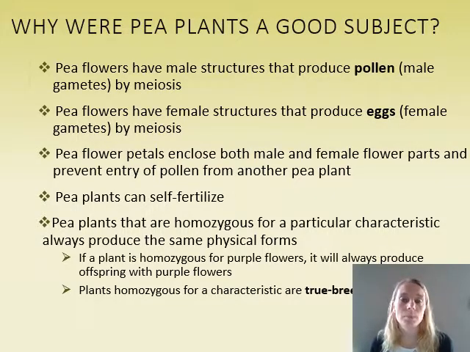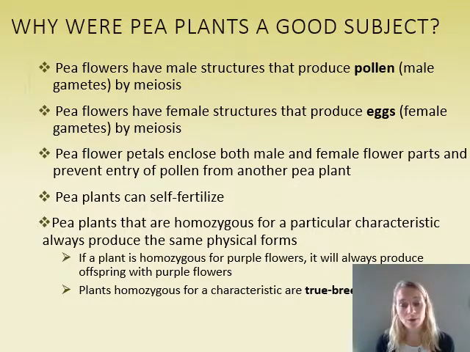So the flowers that are made by these pea plants have distinct male and female parts. There are male structures that produce the pollen. In plants, pollen would be like the sperm, so that's the male gamete. And there are pretty clear female parts that make the eggs, right? So we have sperm and eggs. They are the end results of meiosis, just like we saw back in chapter 10.